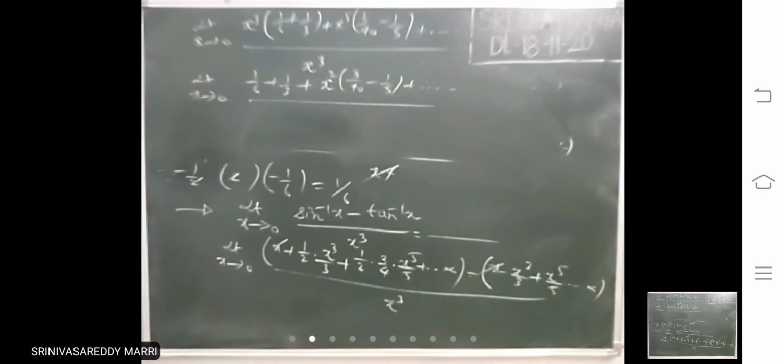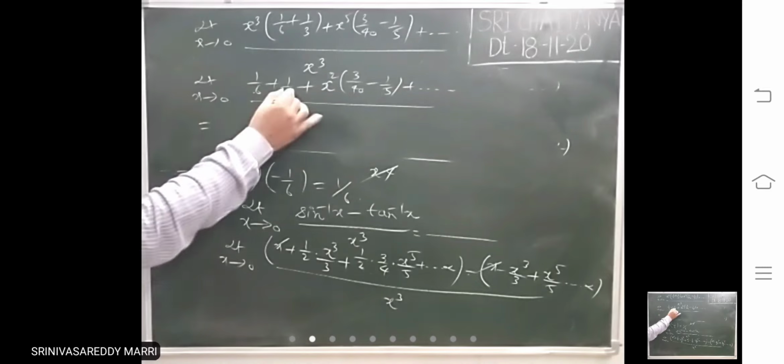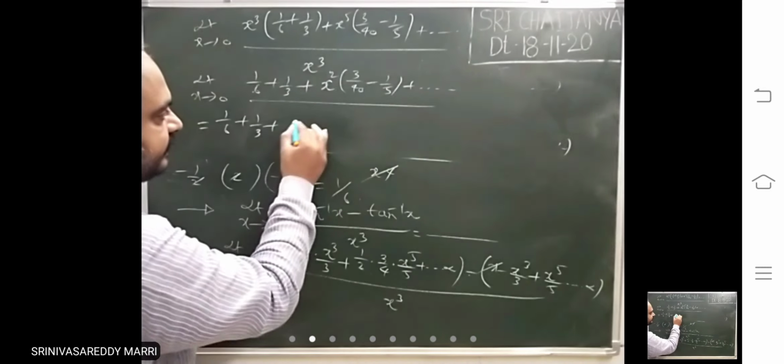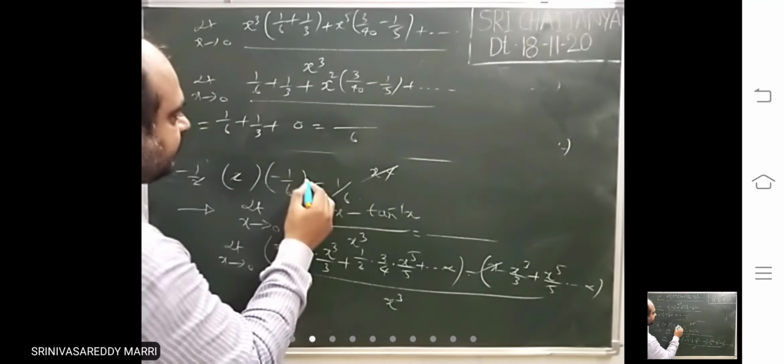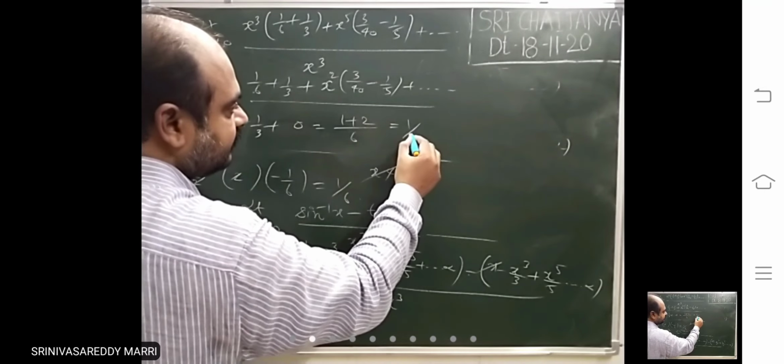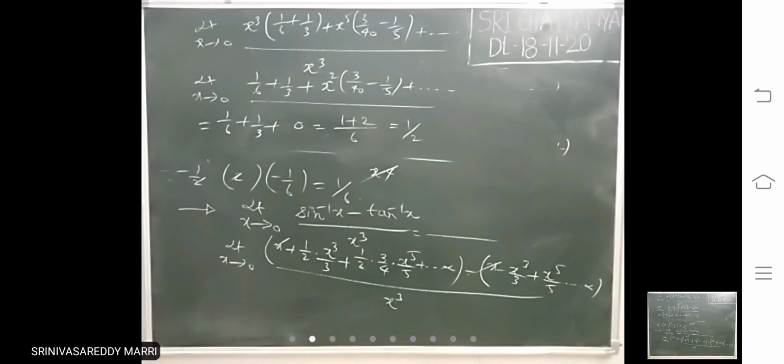x cube is over. Now if you substitute 0, what will you get? 1 by 6 plus 1 by 3, all the other terms will become 0. What is the LCM here? 1 plus 2, 3 by 6. The answer is 1 by 2. Like that, this is how to use the series.